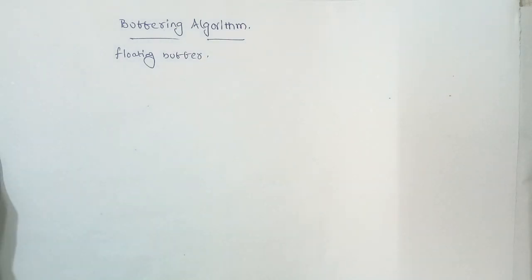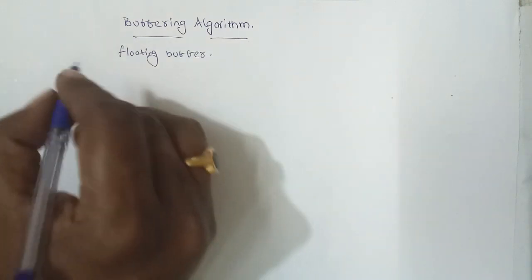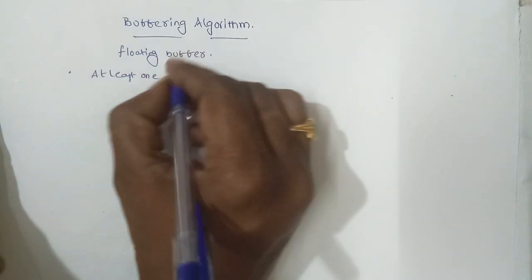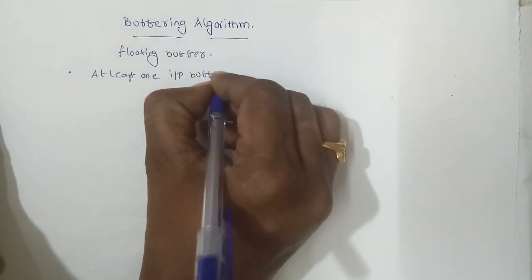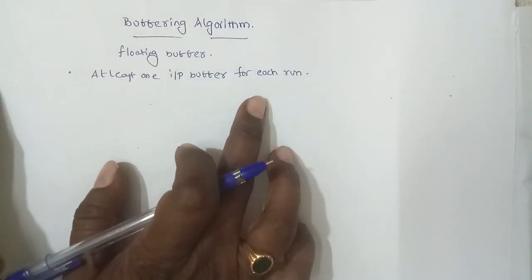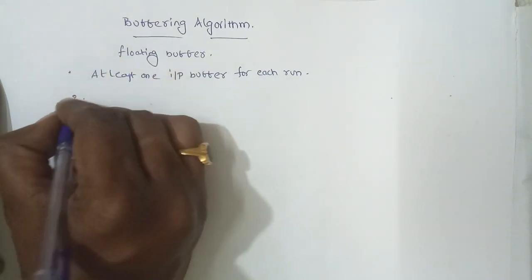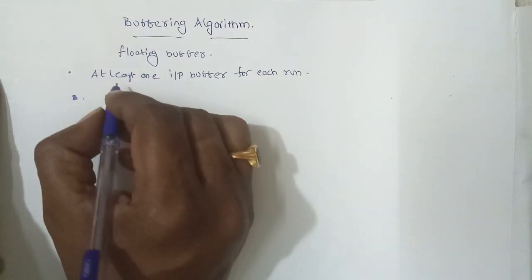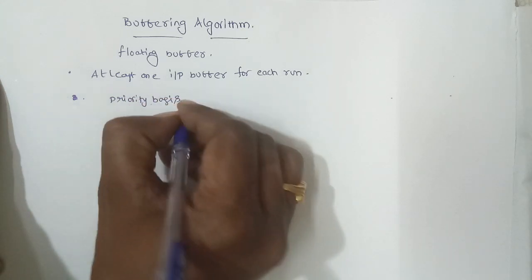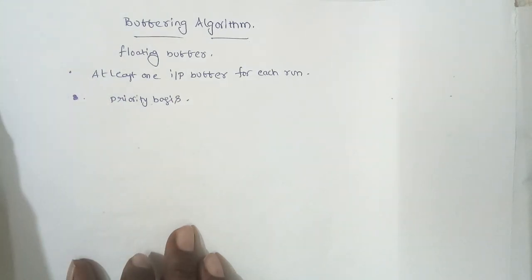Before going to the example and algorithm, we have to remember some points. The first one: at least one input buffer for each run. That is, each run contains at least one input buffer. The remaining buffers are filled on a priority basis. That means whenever required, I give an input buffer to that particular run.